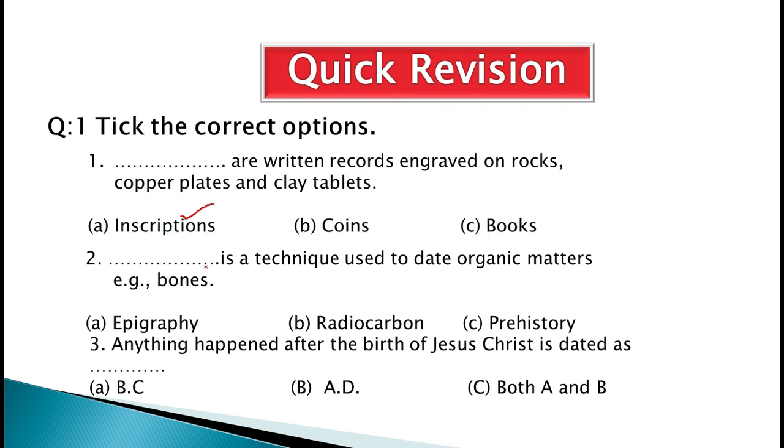Second question. Dash is a technique used to date organic matter, for example bones, and your options are epigraphy, radiocarbon and prehistory. The answer to this question is radiocarbon. Third question. Anything that happened after the birth of Jesus Christ is dated as BC, AD, or both A and B. The answer to this question is AD.